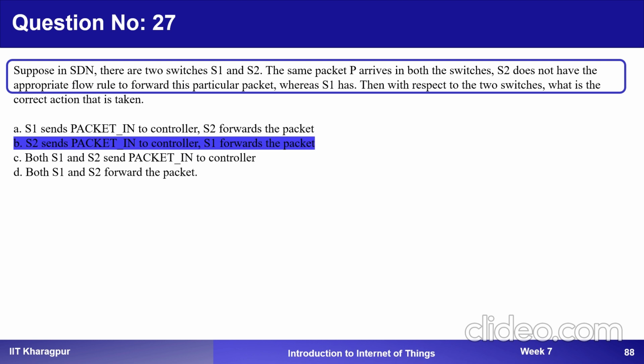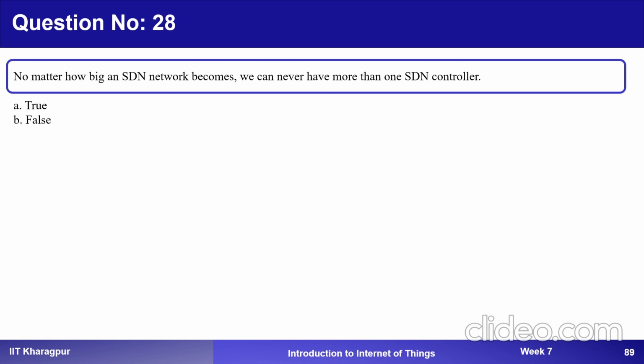That is, S2 sends the packet to the controller because it does not have the information, and S1 forwards the packet. Next question is, no matter how big an SDN network becomes, we can never have more than one SDN controller. True or false? False. This statement is false because we can have many controllers.